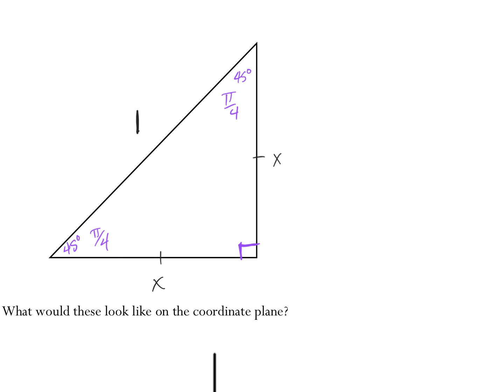If I applied the Pythagorean theorem to this picture, what would it look like? X squared plus x squared equals 1 squared.